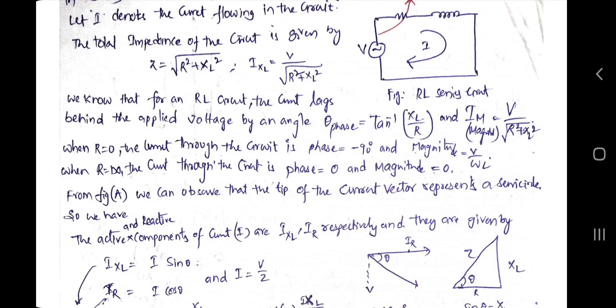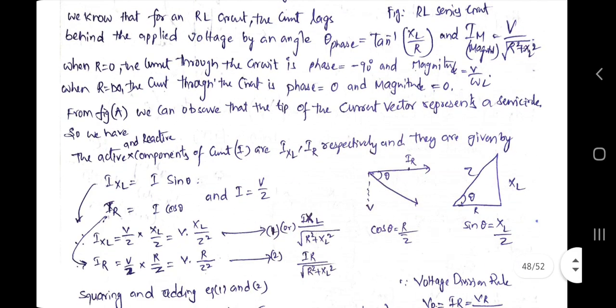that the tip of the current vector represents a semicircle. So we take the active and reactive components of the current, say IR and IXL respectively, which give these graphs relating IR and IXL. Here cos theta is R by Z, and sin theta is the opposite side by the hypotenuse, therefore XL by Z.